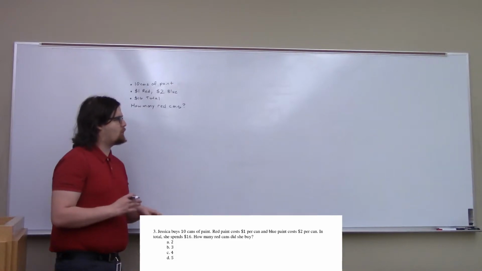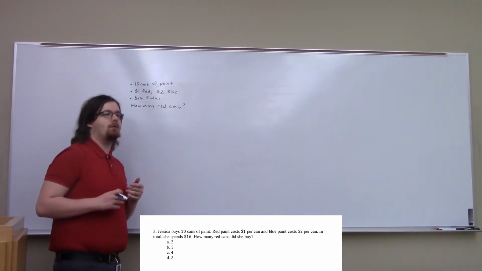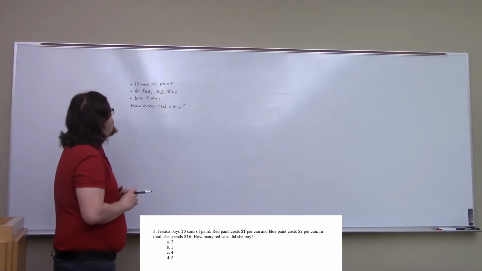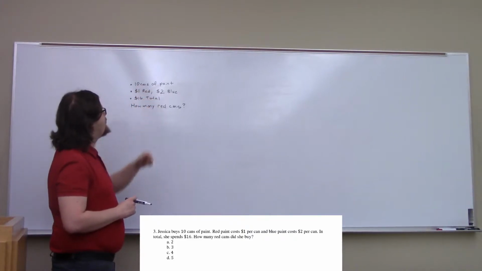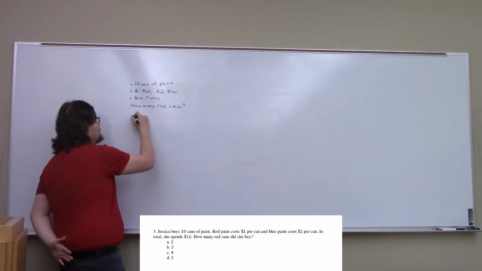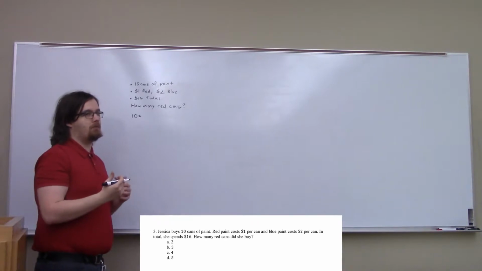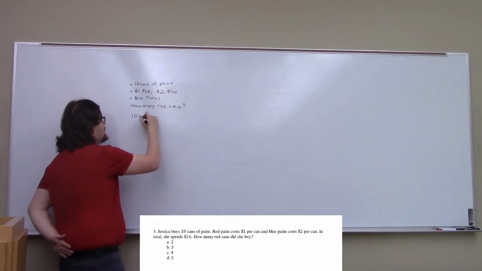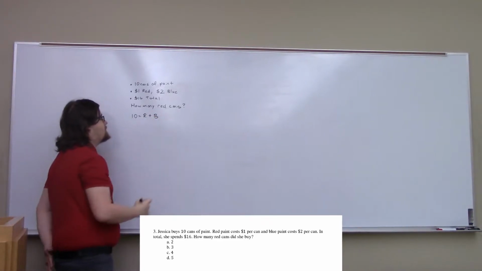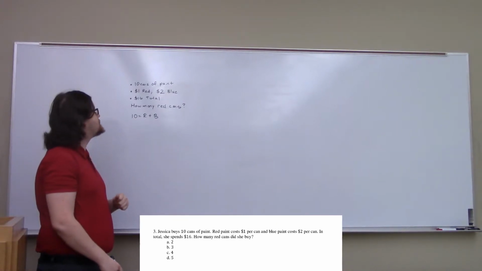So this is kind of a word problem, it's a little tricky to figure out, but the important thing to do here is we need to develop a system of equations. So we need to note that first off we have 10 cans of paint. So our total number of cans is 10, right? And that 10 cans is made up of red and blue cans. We'll use the letter R to represent the number of red cans and B to represent the number of blue cans. So then we can say that 10 is equal to R plus B.